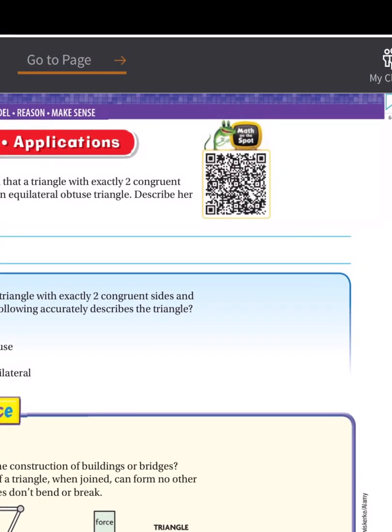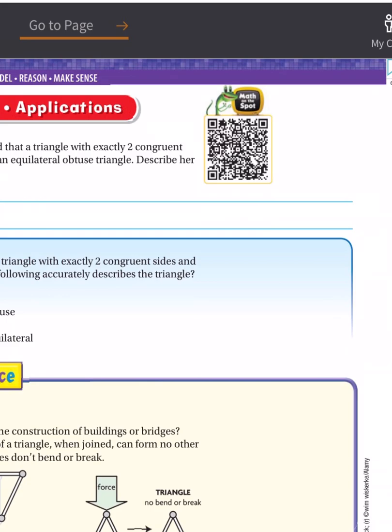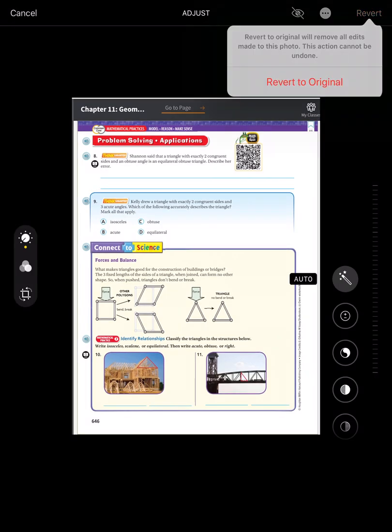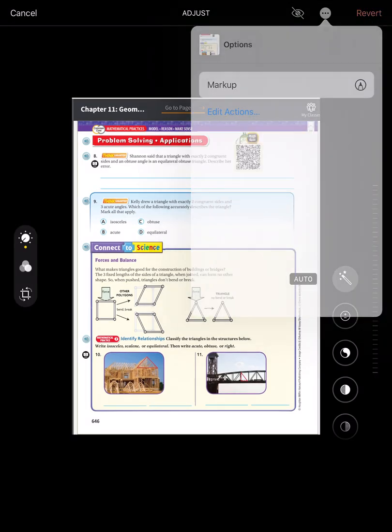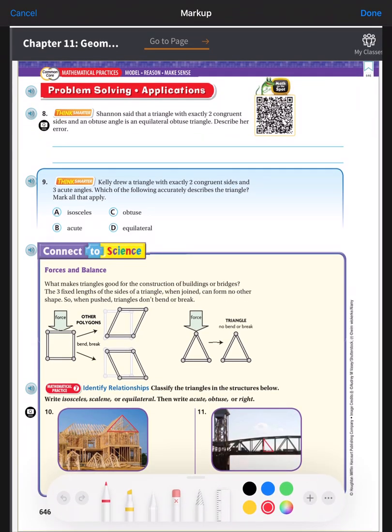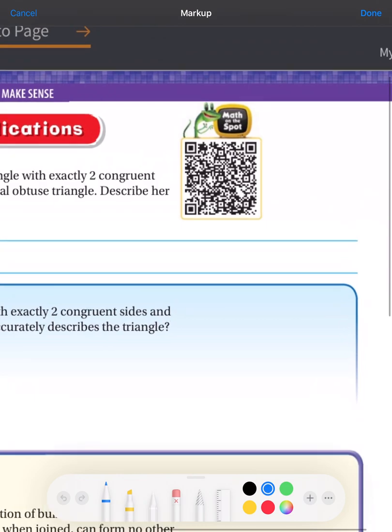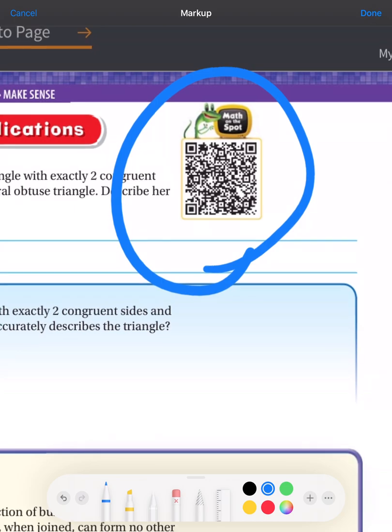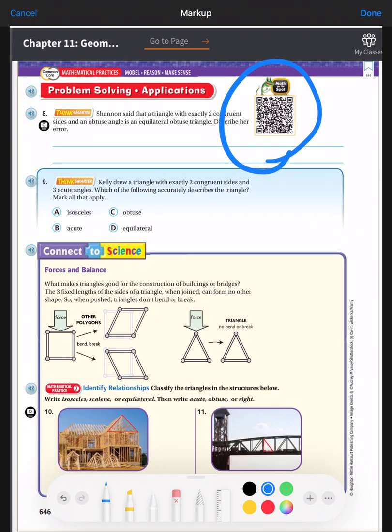Don't forget, you can go to Math on the Spot. You can scan this QR code with any device, and it's going to take you to the Math on the Spot video with Dr. Berger, Rena, and Martha. So that's more reinforcement for you if you need it.